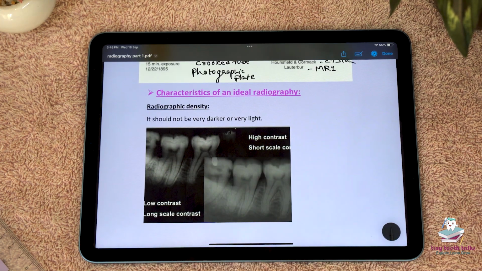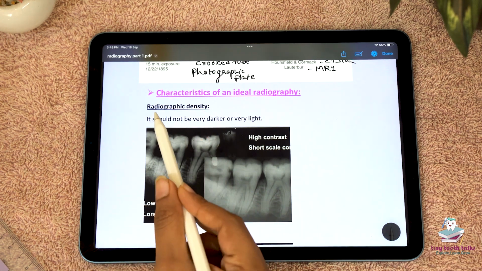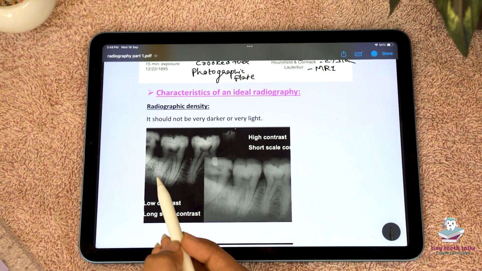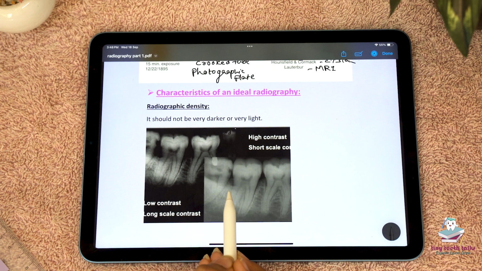Coming to the characteristics of an ideal radiograph. The radiographic image should have the following characteristics to be ideal. First is the radiographic density. Radiographic density refers to the overall degree of darkening of the various regions. So it should not be very dark and it should not be very light.